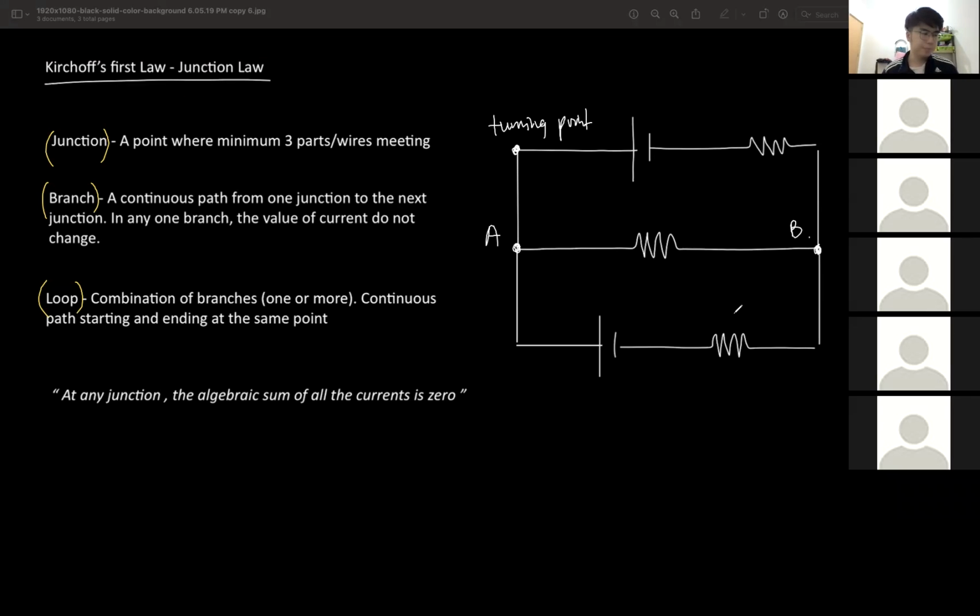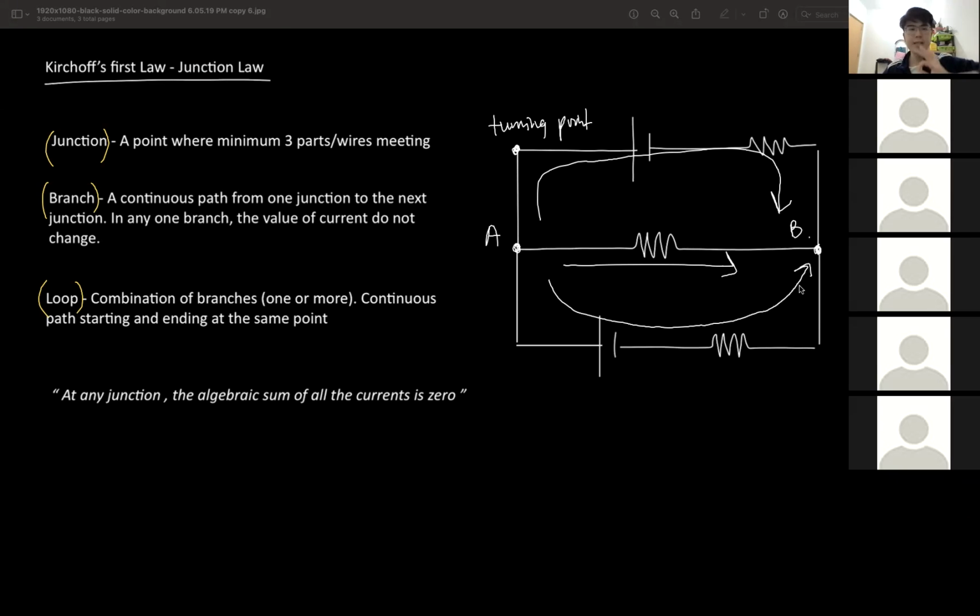Now, what about a branch? A branch is a continuous path from one junction to the next junction. Between these 2 junctions, A and B, there are 3 ways that you can go from A to B. You go above, you go straight, or you go below. So there are 3 paths between junctions A and B, so we say 3 branches. The first branch is going up, the second branch is the middle, and the third branch is below. So a branch is a path between 2 points.